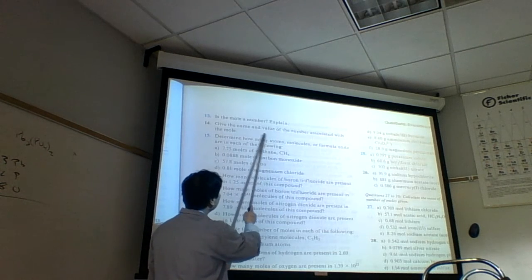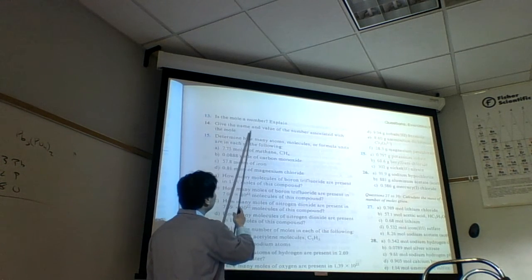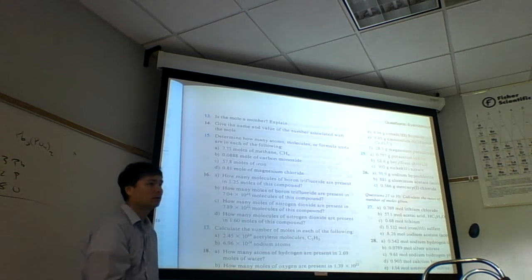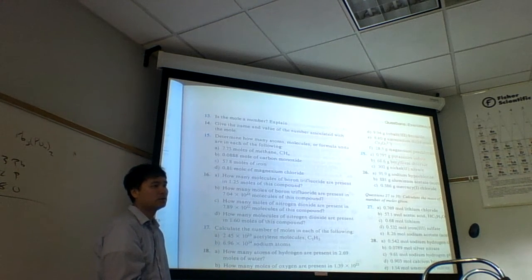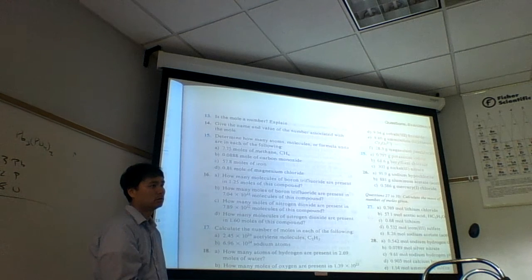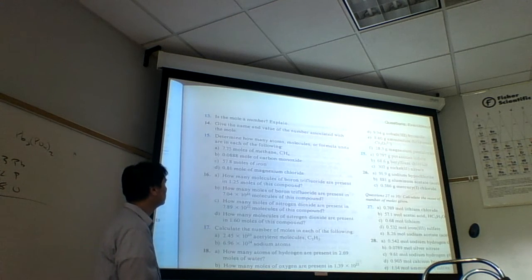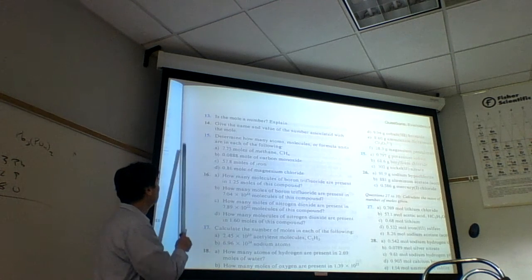Question 14: give the name and value of the number associated with the mole. Avogadro's number, 6.022 times 10 to the 23rd. Is it an exact number? Are there exactly 6.022 times 10 to the 23rd carbon-12 atoms in exactly 12 grams of carbon-12? No, it's not exact. It's 4 sig figs, that's correct, and that's what you're going to memorize it through.